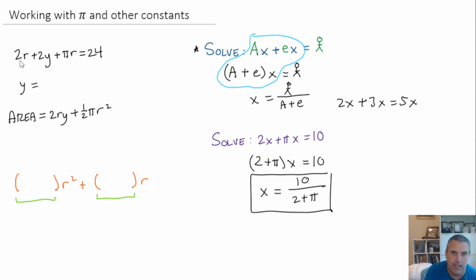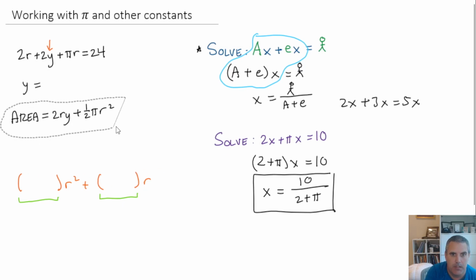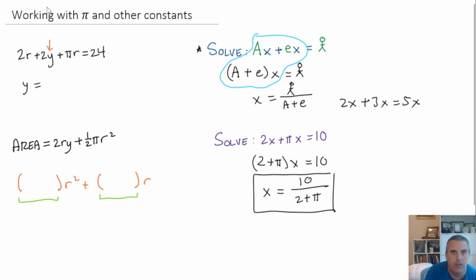The homework question, the students have some equation. They have to get the y by itself. So let's see if we can do that. And I'll move this down because we might need more space. Okay, so what I would do if I'm trying to get the y by itself is I would move everything to the other side. So I'd have 2y is equal to 24 minus 2r minus pi r.